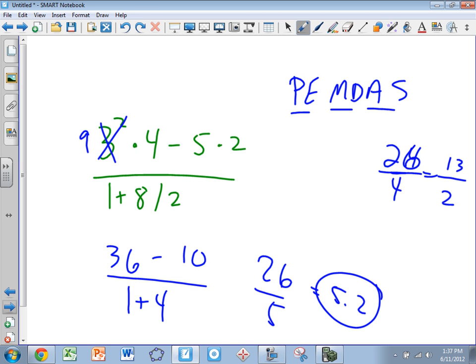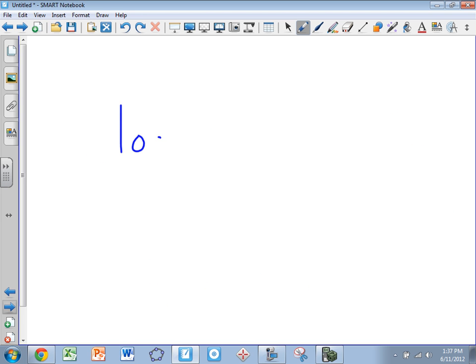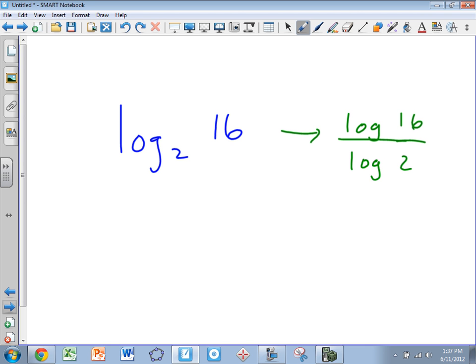All right, what about this one, guys? We just did this. Logs. I wanted to know what the log base 2 of 16 was, I can do this two ways. One way: log 16. Good. Everybody, go right to your calculator. Just type log 16 over log 2. That's called the change of base formula. That's one way.